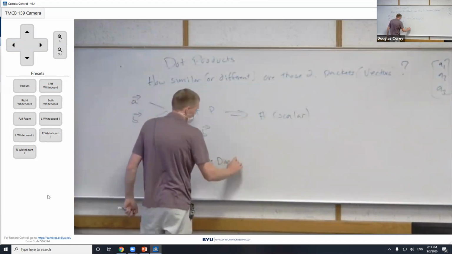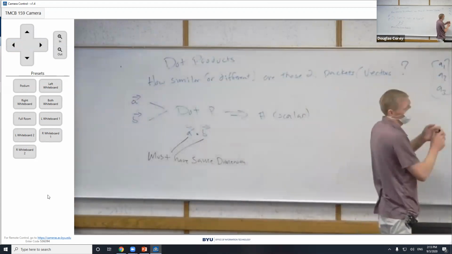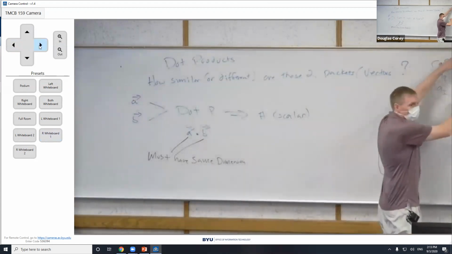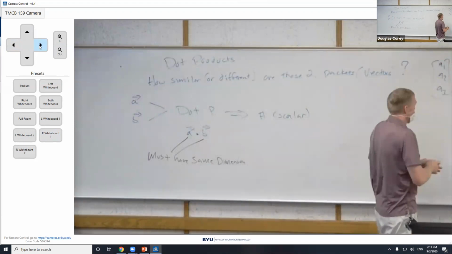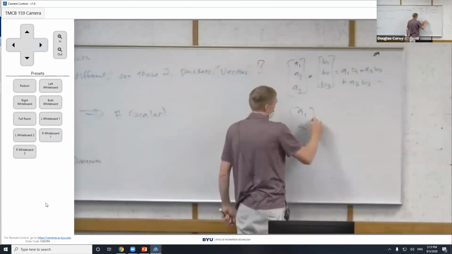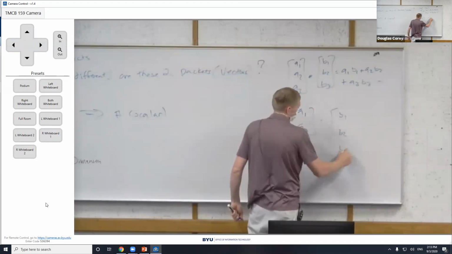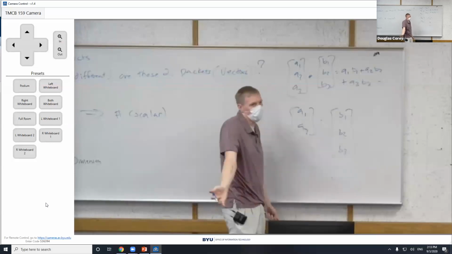Length means different things. I mean, they've got to have the same number of quantities in the packet. So length here in terms of 3 and 3. You can't take this and dot it with this. It just makes no sense. It's not defined.